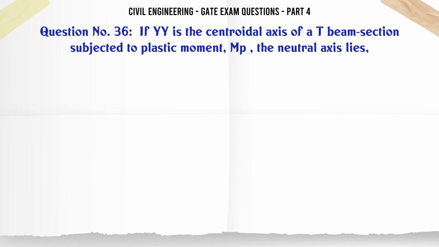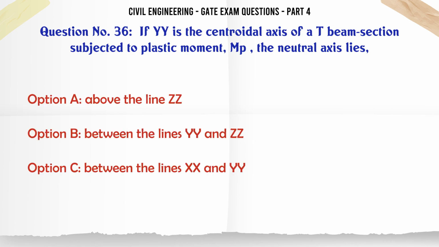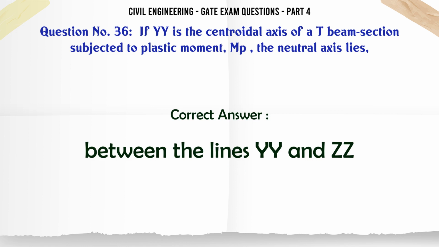If YY is the centroidal axis of a T-beam section subjected to plastic moment MP, the neutral axis lies: A. above the line ZZ, B. between the lines YY and ZZ, C. between the lines XX and YY, D. below the line XX. The correct answer is between the lines YY and ZZ.